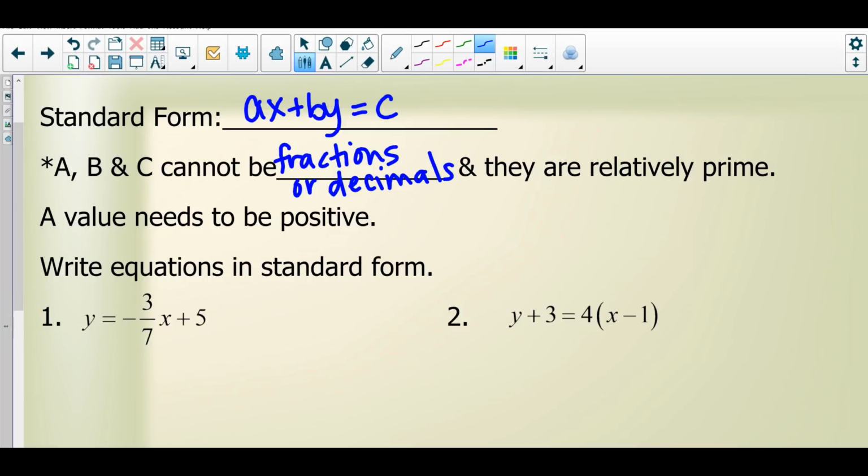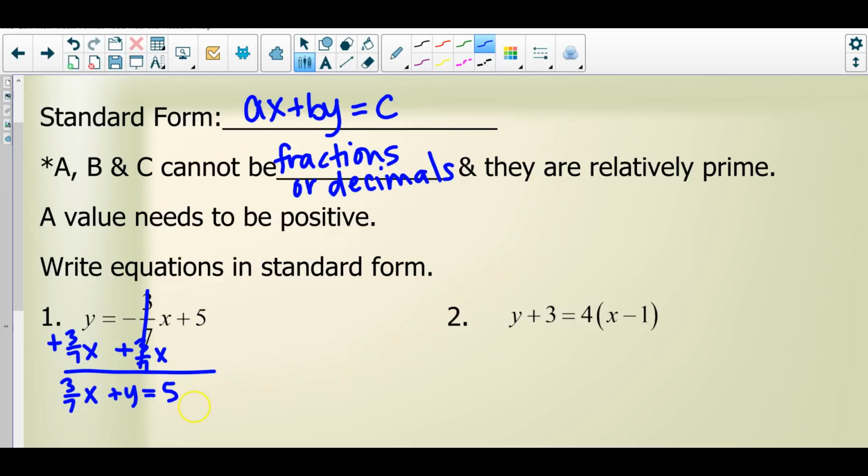If we wanted to rewrite these equations in standard form, I can look at example 1 and see that it's in slope-intercept form. So that means that my y is equal to this expression. So I need to get my x's and y's on the same side and on the left. So I'm going to go ahead and bring my x's to the left-hand side by using inverse operations, just like we would if we were solving a literal equation. Okay, since this is a negative value, I need to add it. So on the left-hand side, I'm left with 3/7 x plus y equals 5.